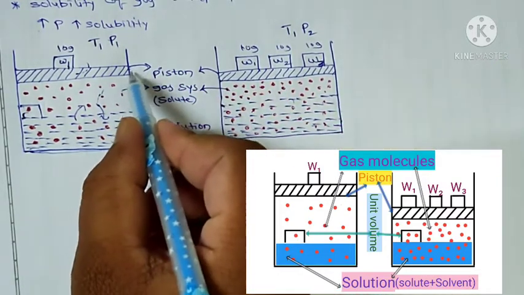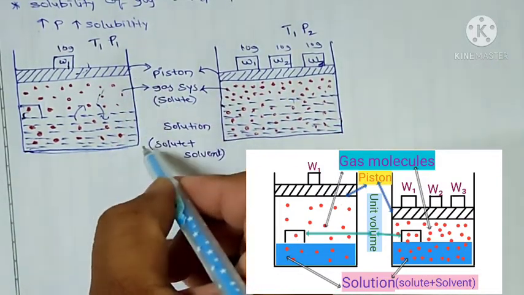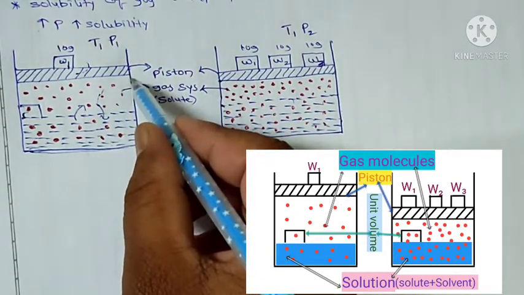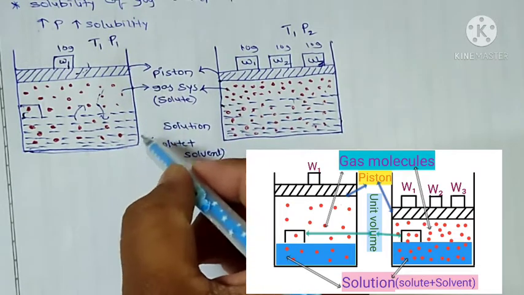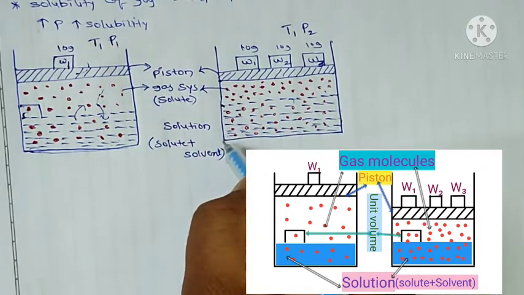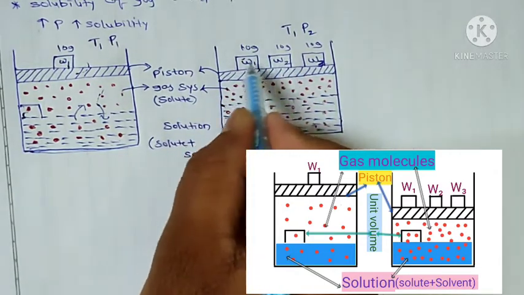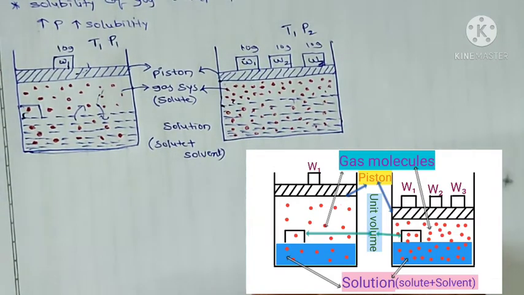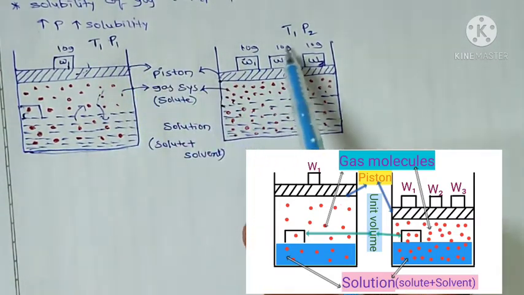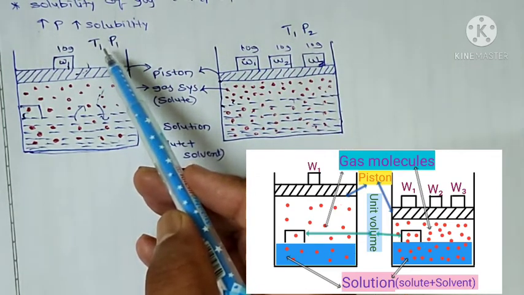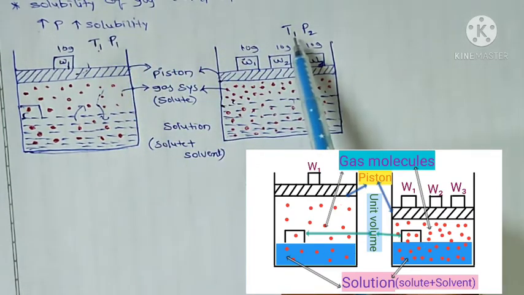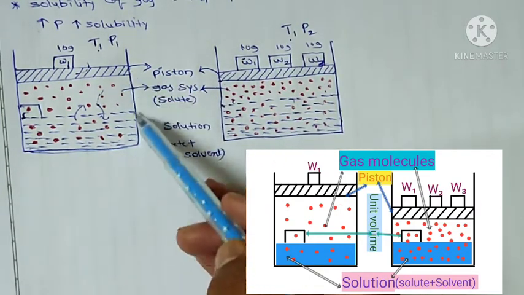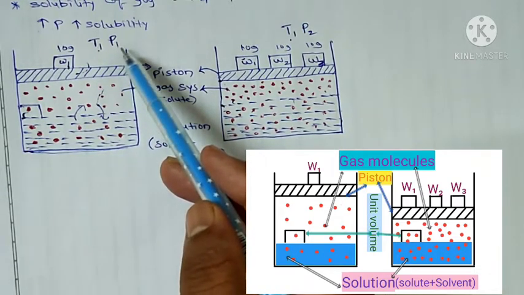See here, this is the piston position in the first stage, and this is the piston position in the second stage. Here the volume is high, but here the volume is low. So with the increasing of weight on the piston, the volume decreases. Here there is no change in temperature: T1 temperature here and T1 temperature here. But there is a change in pressure. Here the volume is more, and the pressure is P1.